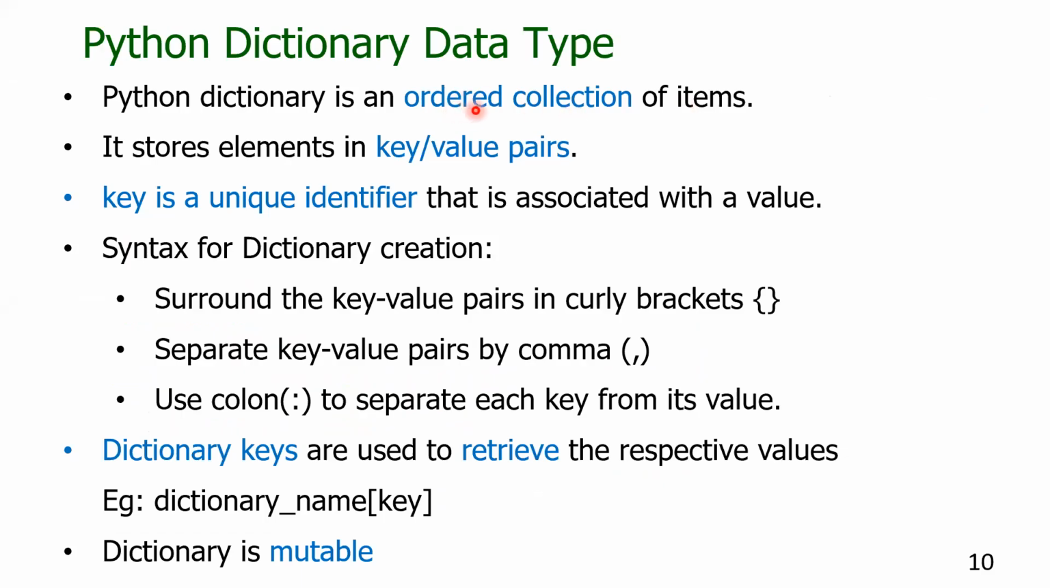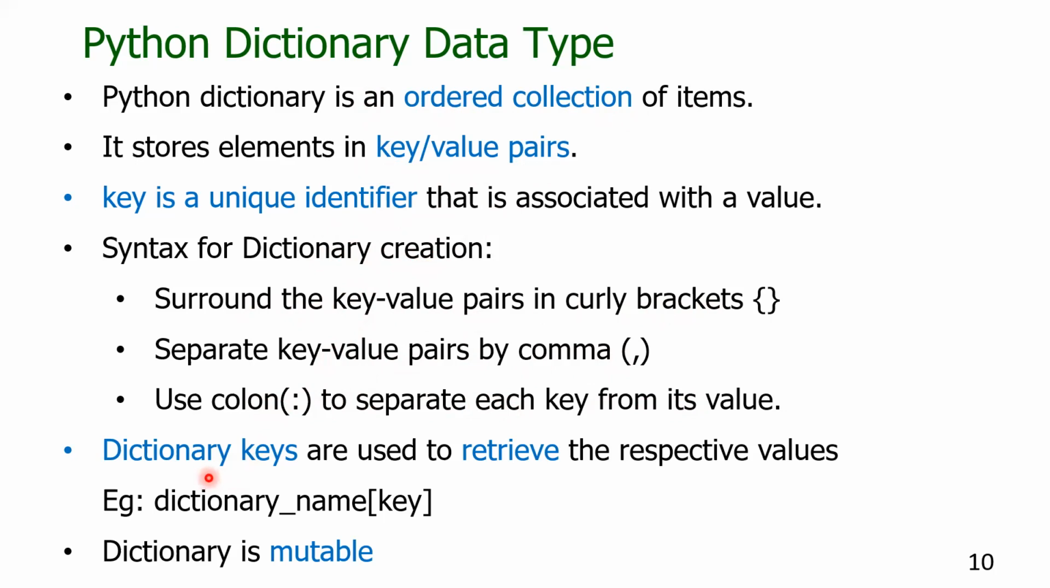The next Python data type is the dictionary data type. The Python dictionary is an ordered collection of items and it stores elements in key value pairs, and a key is a unique identifier that is associated with a value. The syntax for dictionary creation is we should surround the key value pairs in curly brackets, and the key value pairs have to be separated by commas, and we have to use a colon to separate each key from its value.